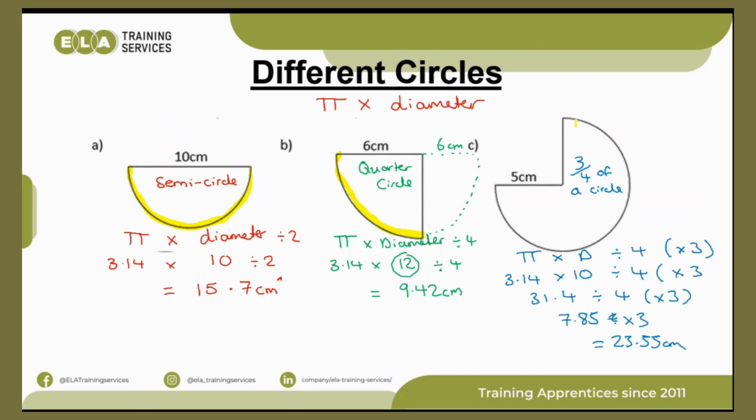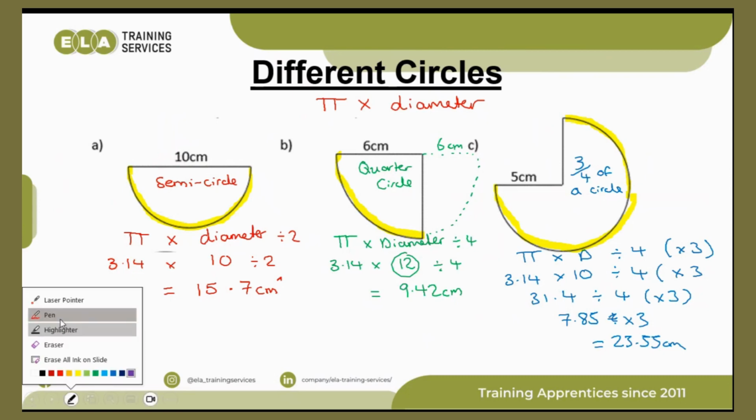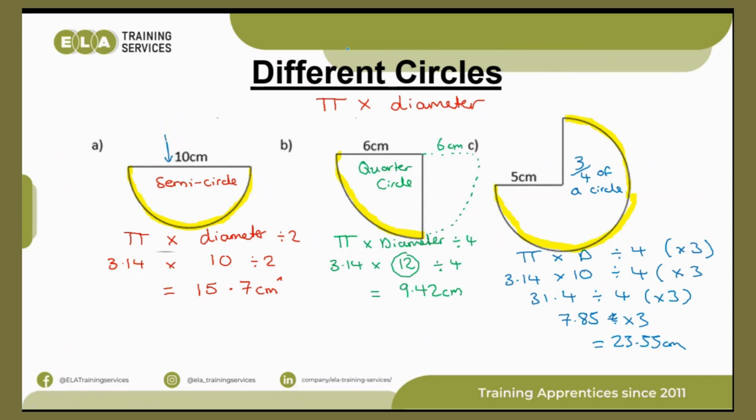Is this part here. This part and this part. So actually, if you wanted this part, this part, and this part, and this part, and this part as well, you would need to add those lengths in after you'd calculated the circumference.